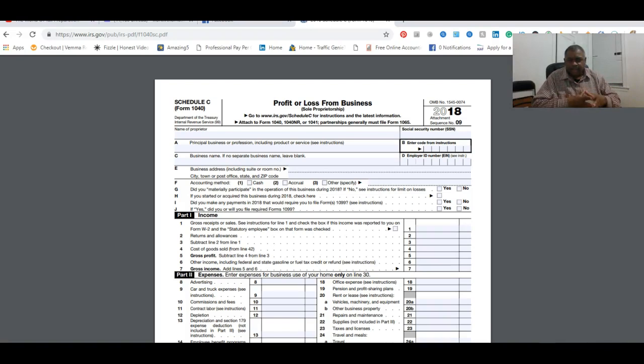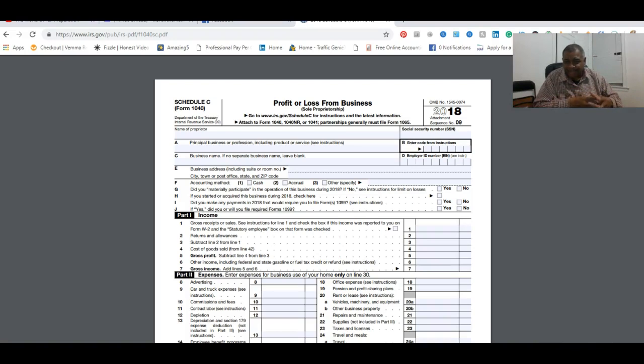Getting started, of course, the name of the proprietor will be you and your social security number. Line A is the principal business or profession. You would put that on line A. Next to it is line B. It has a code. We have a code system that we use in this country to categorize our businesses. A lot of software will give you an option to show you a list of the different codes, and you want to select the one that closely relates to your profession or principal business.